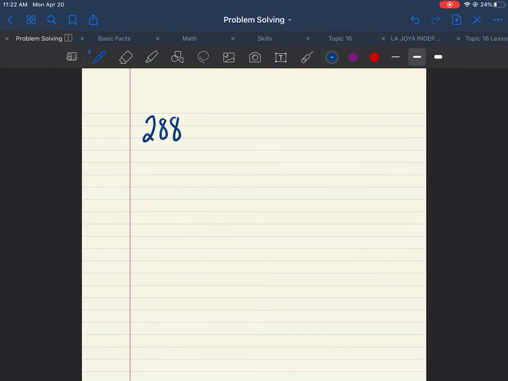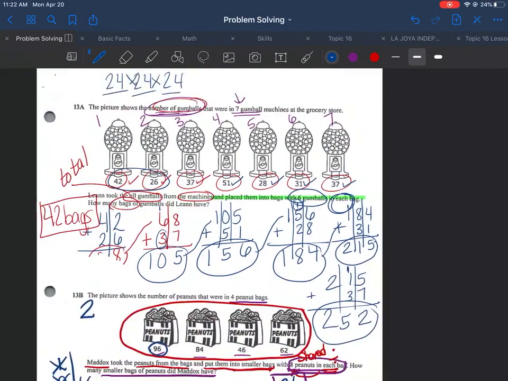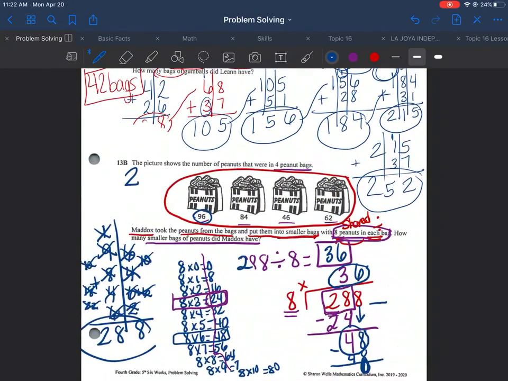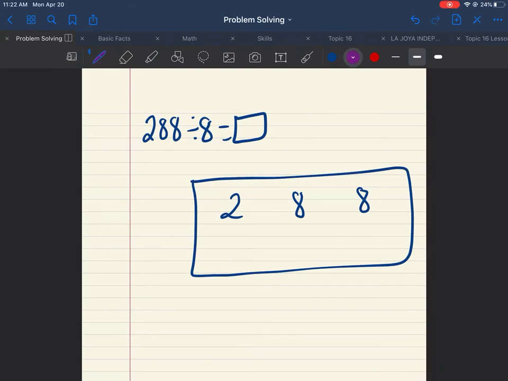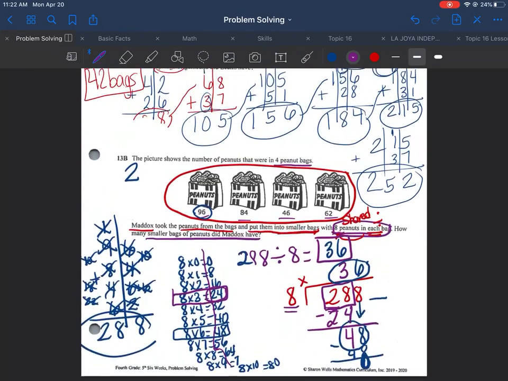Now, you could have also done 288 divided by 8. Notice that it's the same problem, but you could also have done the box. So 288, and we are dividing by 8. You could have also done this one.